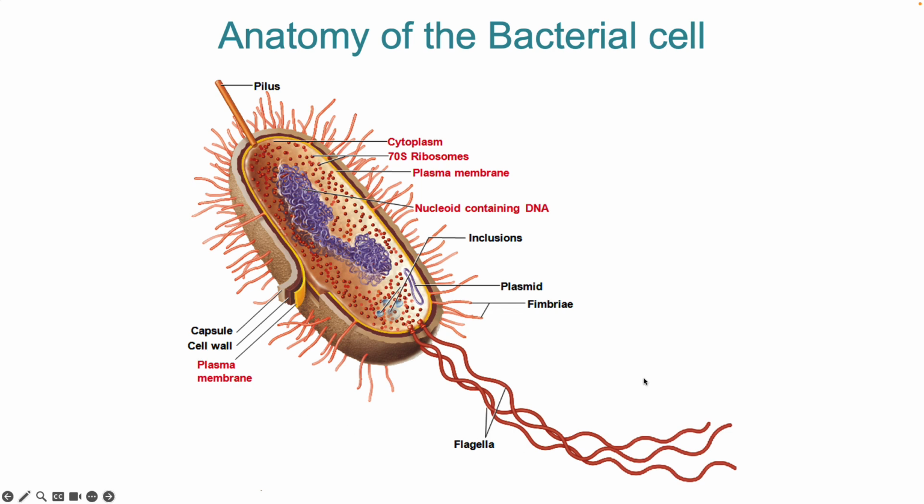You should be able to, if given an image like this, label what the various parts are and what their functions might be. So again, in the next few slides, we're going to take a deep dive into each of these parts of the bacterial anatomy, but I just wanted to give you this overview and again highlight that the red are features that all bacterial cells have, whereas the black are not found in every single bacterial cell.